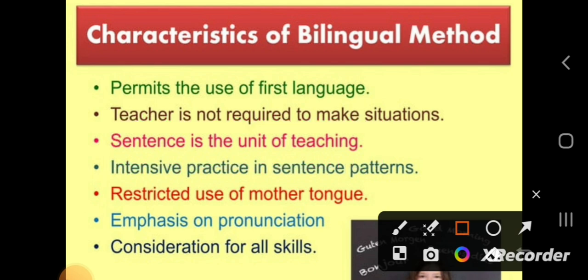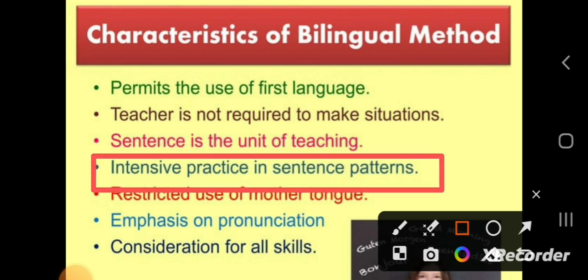Next, intensive practice in sentence patterns. There is a strong emphasis on practicing and mastering common sentence structures and patterns to build fluency and accuracy in the target language.